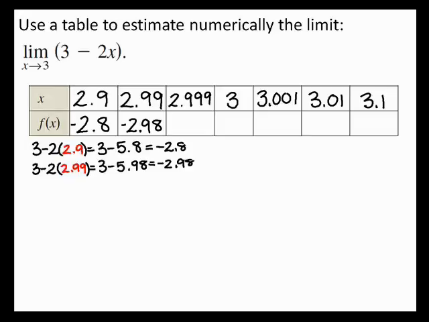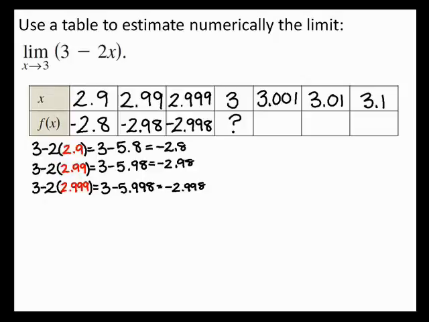Substitute 2 and 999 thousandths into 3 minus 2x. Simplify negative 2 times 2 and 999 thousandths. Simplify 3 minus 5 and 998 thousandths. You find that f of x is equal to negative 2 and 998 thousandths.